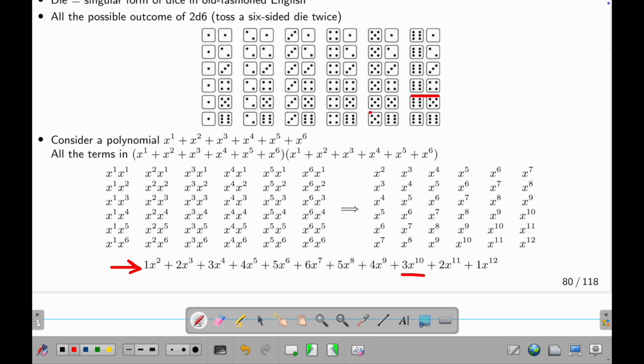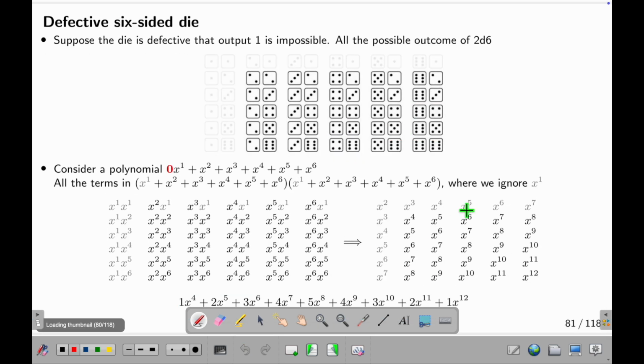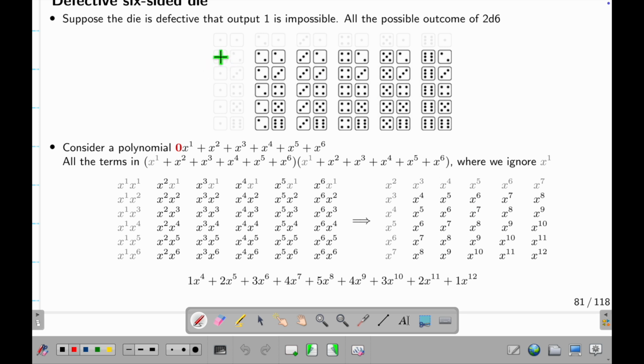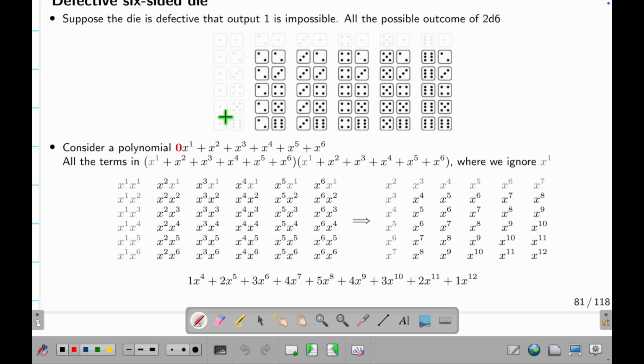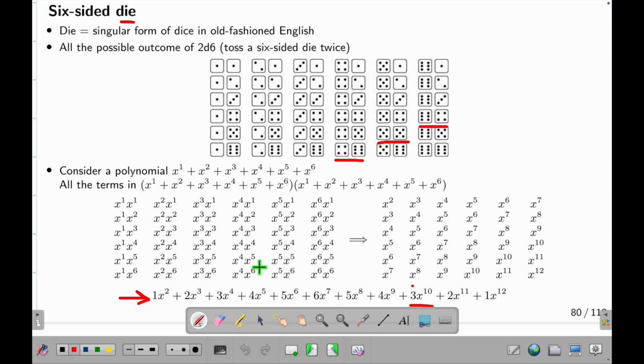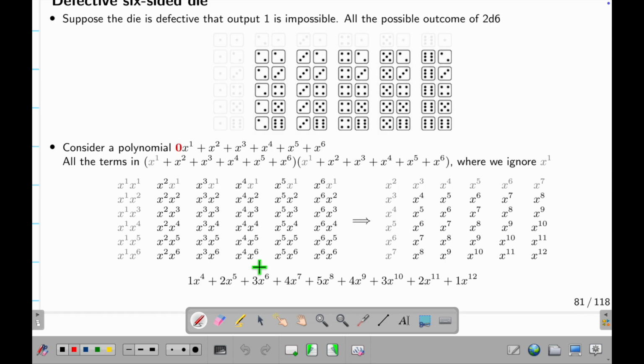6, 4, 5, 5, 4, 6. 3, right? 3. And suddenly, let's say, I have the same dice, but due to some reason, 1 is impossible. 1 will never occur. Then I can say, in this picture, I ignore all the 1s. So I can just hide all the 1s. Here, I have all the possible x combined, right? Now, 1 is impossible. It's the same as the coefficient next to x1 being 0.